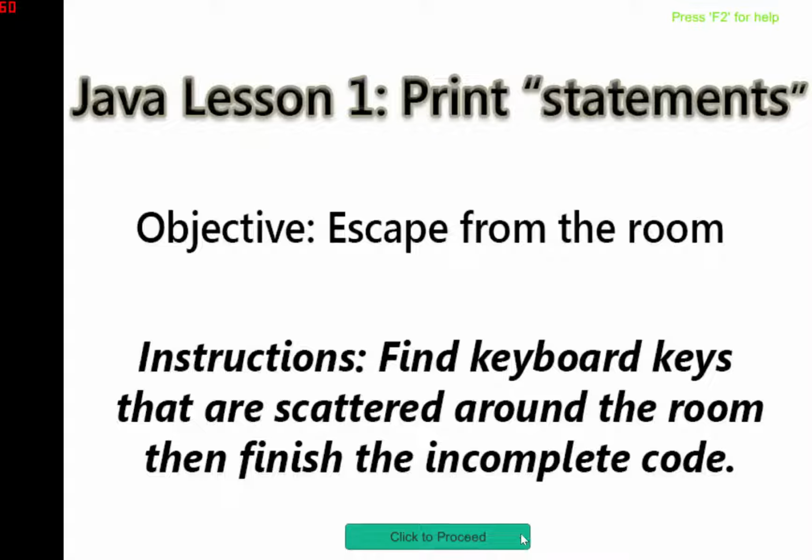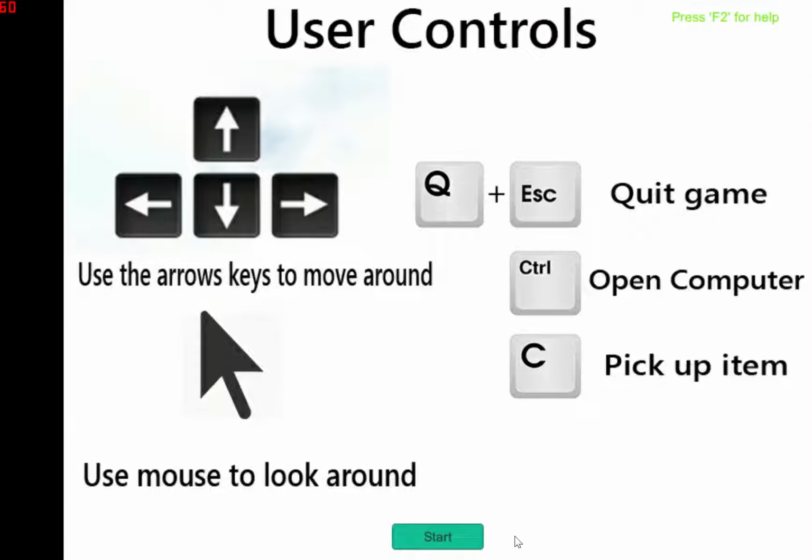So now I will click to proceed. Here are the user controls. They're very simple. We have Control for open computer, C to pick up an item, and Control Q plus Escape for quit game. Our arrow keys and mouse are used for movement. So now I will hit start.